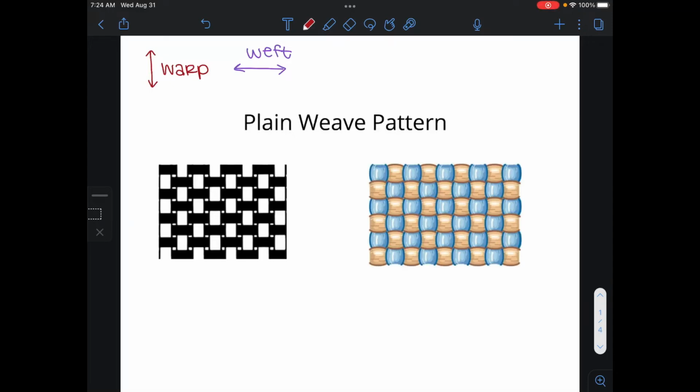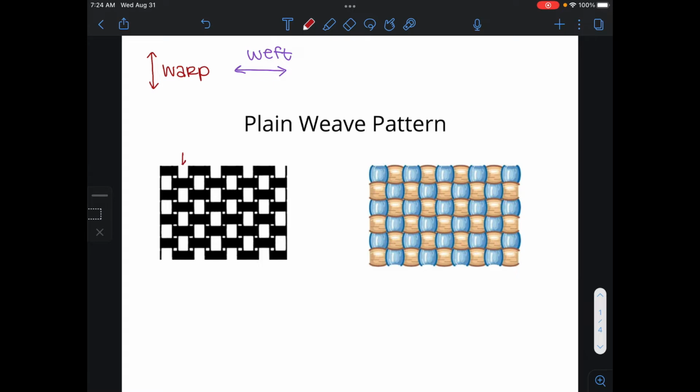When working with thread count, there are two different patterns that we are going to see. The first one, plain, tends to be the easiest for counting individual threads. So when it comes to a plain weave pattern, if we take a look at this warp right here, it goes under and then over, under, over.